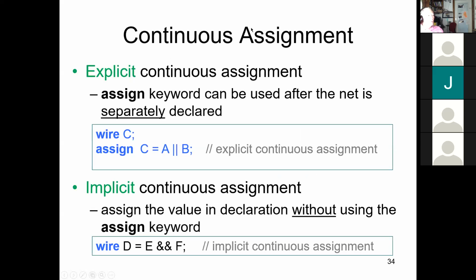Okay, so we talk about, this is a silly distinction, I don't really understand it. They say a continuous assignment is explicit if you put in the assign word, and it's implicit if you don't. But what difference does it make? The point is you don't have to put the assign keyword in. But I think it's smart to do it because it just kind of keeps you straight.